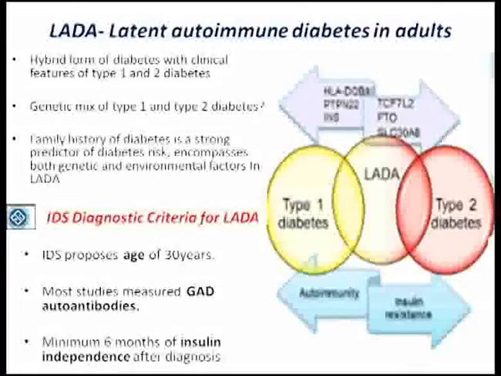The Immunology of Diabetes Society, which basically is a scientific body for type 1 diabetes, has proposed criteria for the diagnosis of LADA, with the age being over 30 years. Most of the studies have estimated GADA antibodies, and there has to be a minimum period of 6 months before insulin is required.